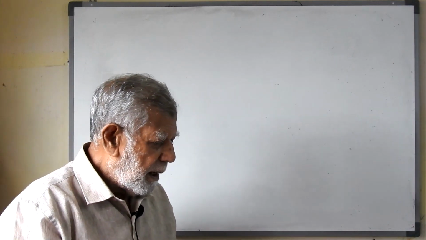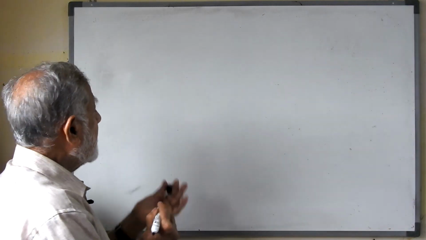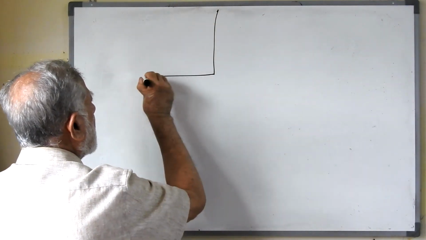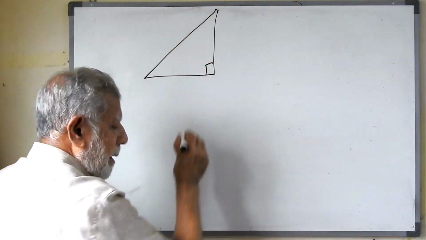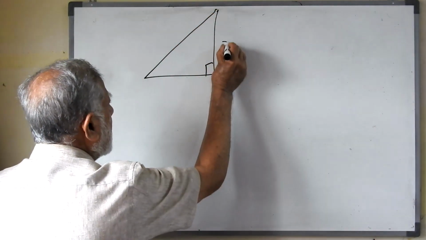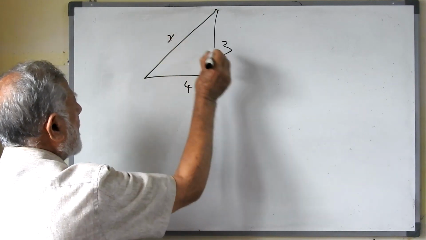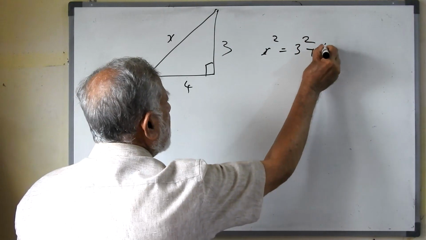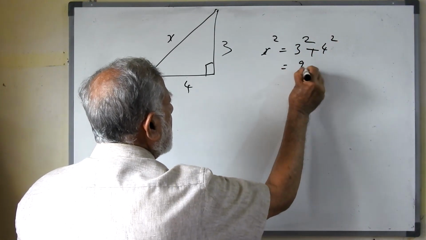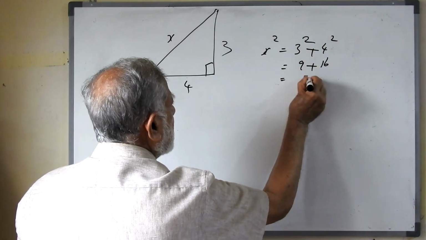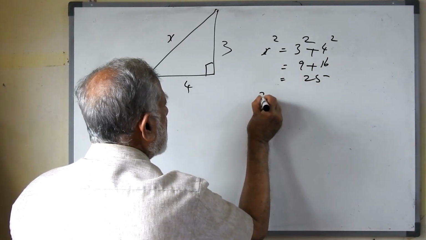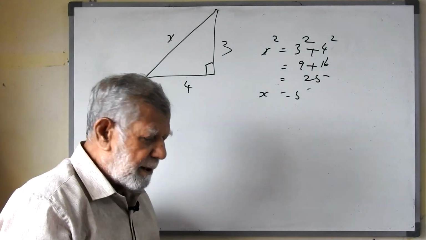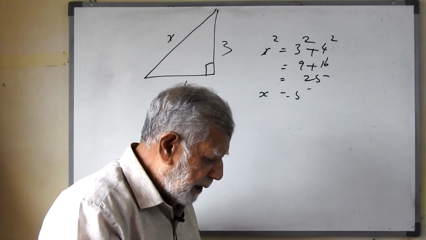So today, in my last exercise we did, look at this one. If this is 3, this is 4, this is x, we studied that x squared is equal to 3 squared plus 4 squared, that is equal to 9 plus 16, that is equal to 25, the x is equal to 5. We studied this in the last lesson. Now today we are going to study about how to find the length of other sides.